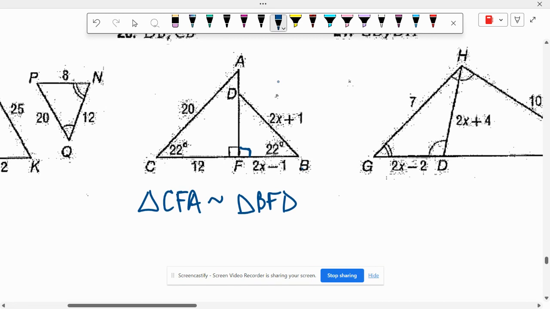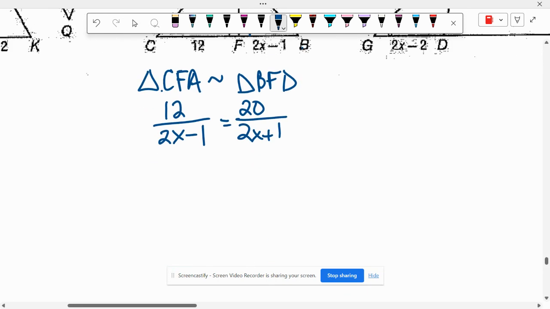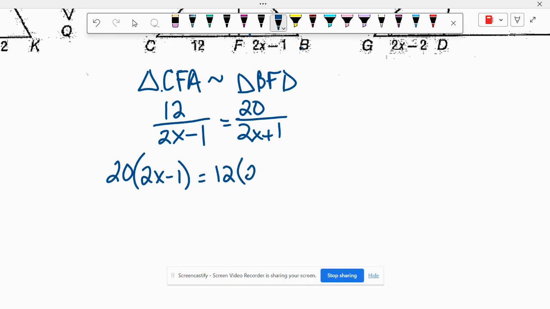So let's see, CF is 12. Well, that's the first 2 letters. That's got to be the same as BF. So 12 over 2x minus 1 equals, well, I have CA. That's the first and the last letter of the name. 20 over, well, that's the same thing as BD, 2x plus 1. Okay. Cross multiply. 20 times 2x minus 1 equals 12 times 2x plus 1.